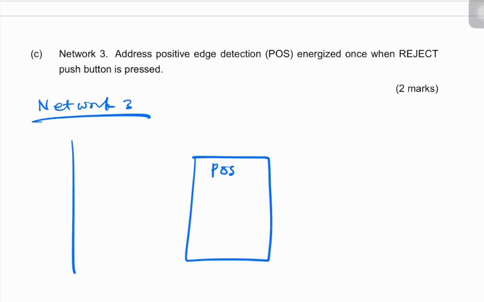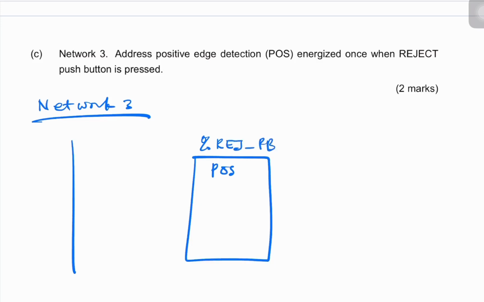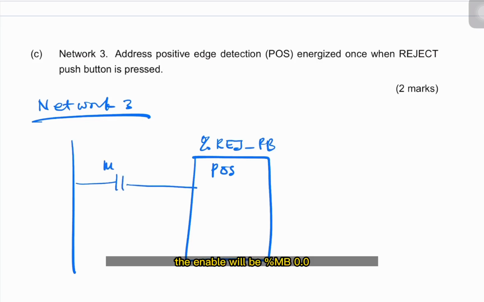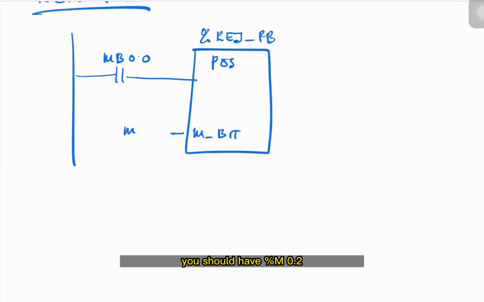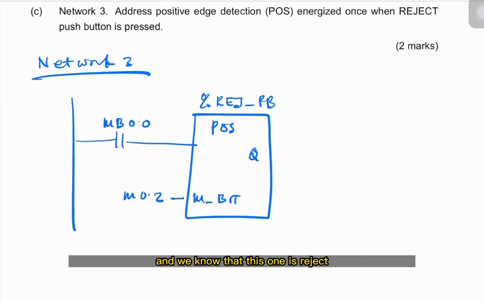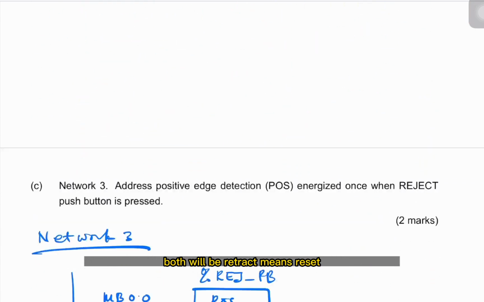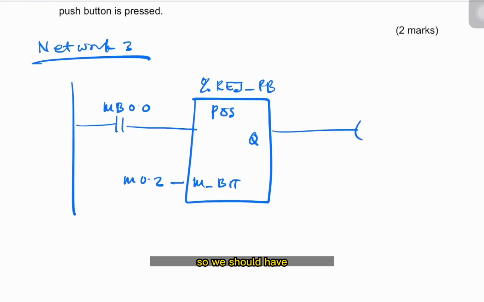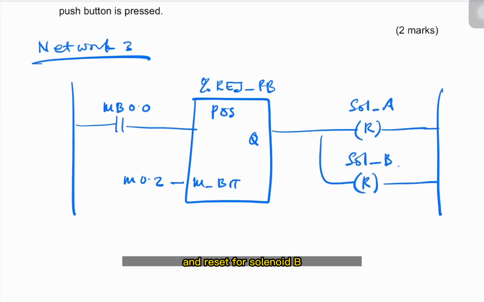So this one is positive, so based on the address of the reject push button, the enable will be MB 0.0. We have M bit, I think we can utilize M bit. Oh, I think I forgot on the top, should have M 0.1, you should have M 0.2, and this one is Q. Right? We know that this one is reject. We have discussed earlier, for reject both will be retract, meaning reset. So we should have reset for solenoid A and reset for solenoid B.